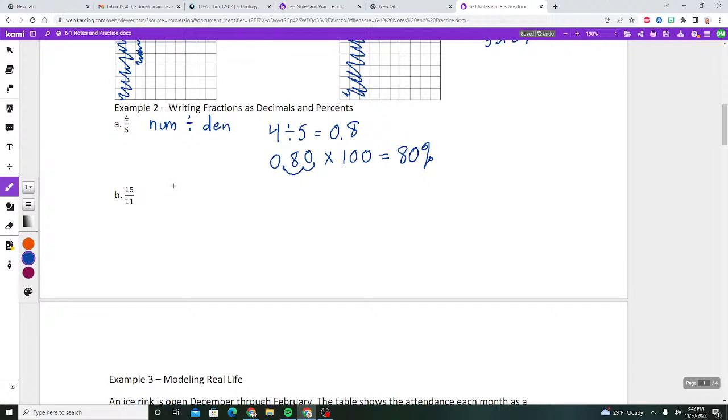Over here, we take the 15 elevenths and change that into a decimal. So we take 15 divided by 11, and that gives us 1.36 repeating. But to write this as a percent, I'm going to want to go 1.3636 repeating, and then multiply that by 100 and move the decimal place over 1, 2. And so that's 136.36%.